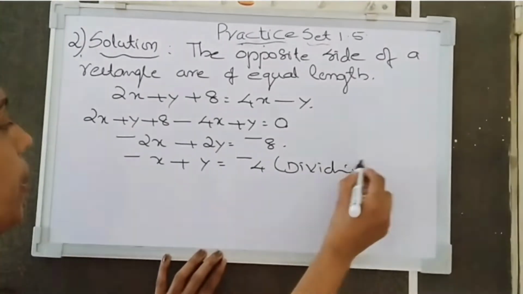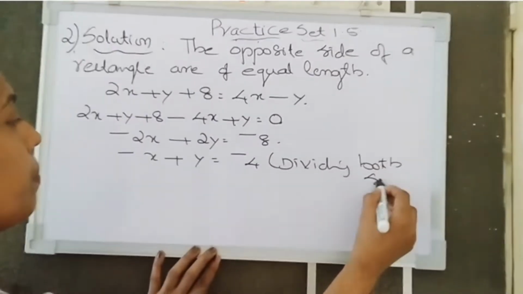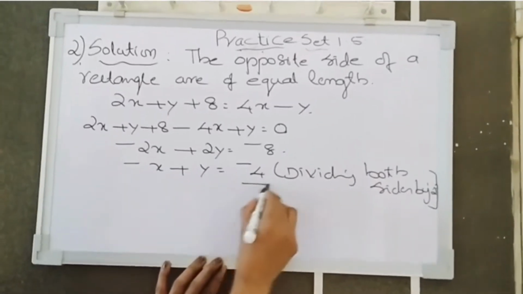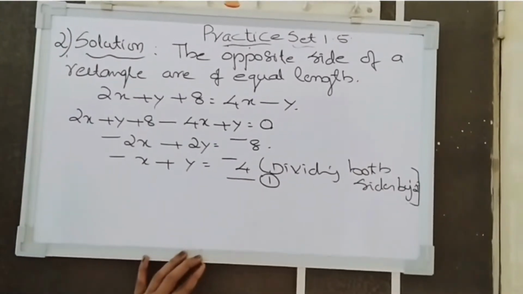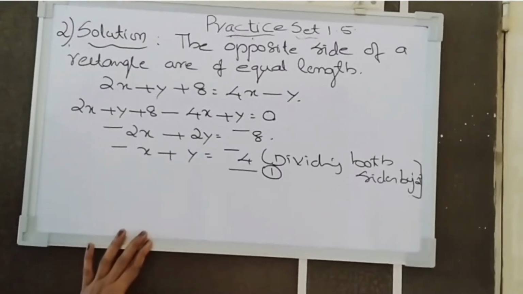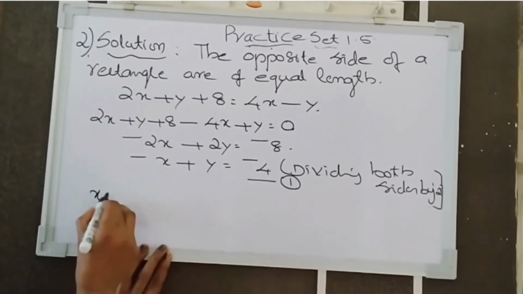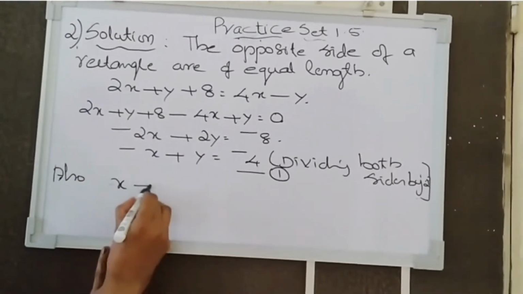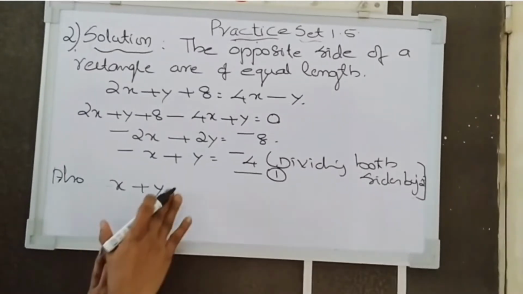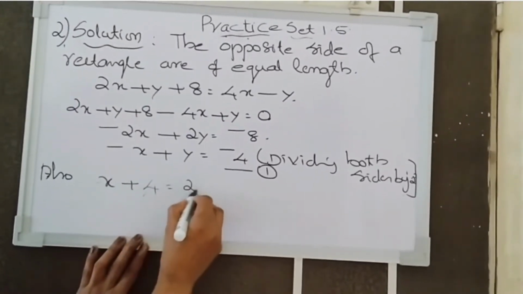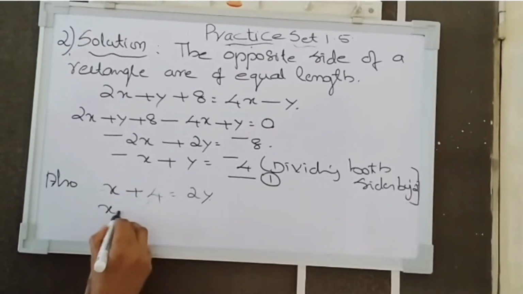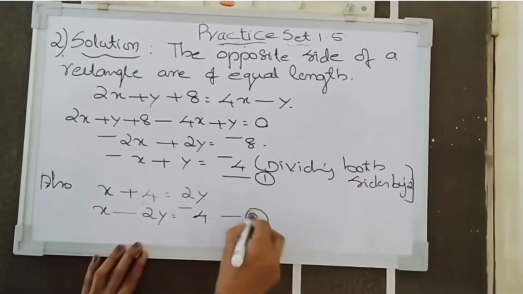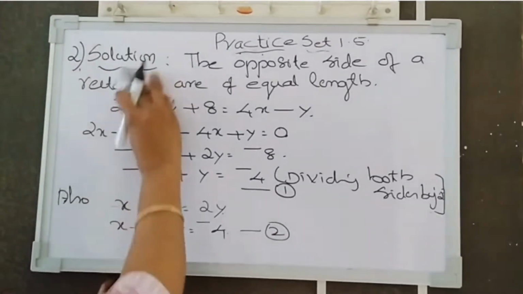Dividing both sides by 2, this is equation number 1: minus x plus y is equal to negative 4. And the second equation, x plus 4 is equal to 2y. Therefore, the equation changes to x minus 2y is equal to negative 4. Equation number 2.